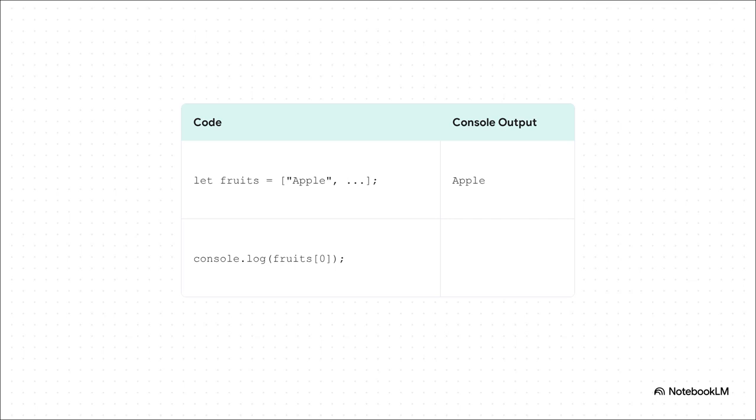Now, here's a super important thing to remember in programming. We almost always start counting from 0. So apple isn't in position 1, it's in position 0. Banana's at 1, orange is at 2, and so on. So if we want to grab that first fruit, we ask for fruits at position 0. Let's run it and see. Yep, there it is, apple.